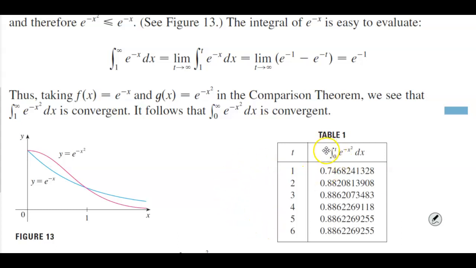If you take a look at table number 1, if you look at the values of t, when you plug in 1, 2, 3, 4, 5, and 6, you can see that eventually it's becoming a value of 0.88. So it's consistent as it is increasing.